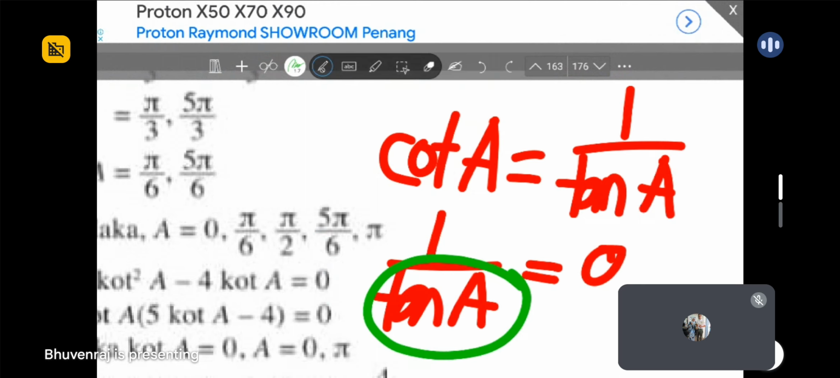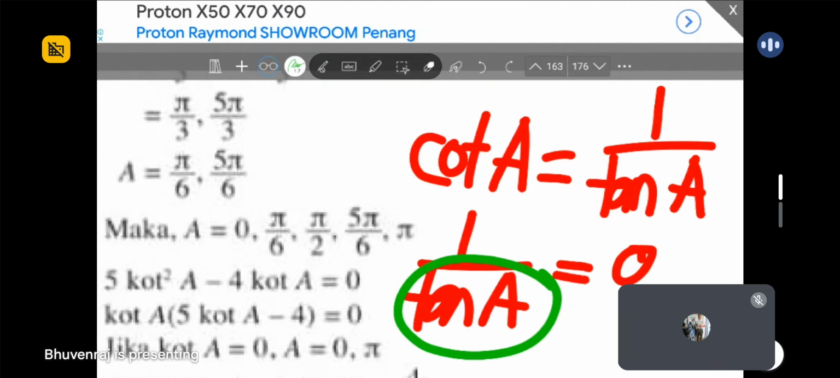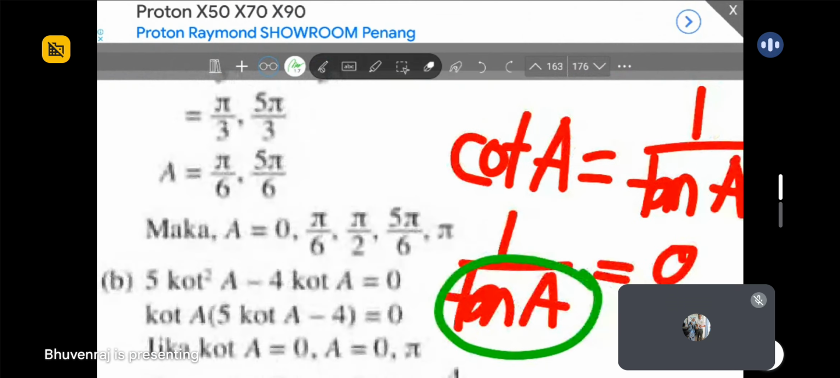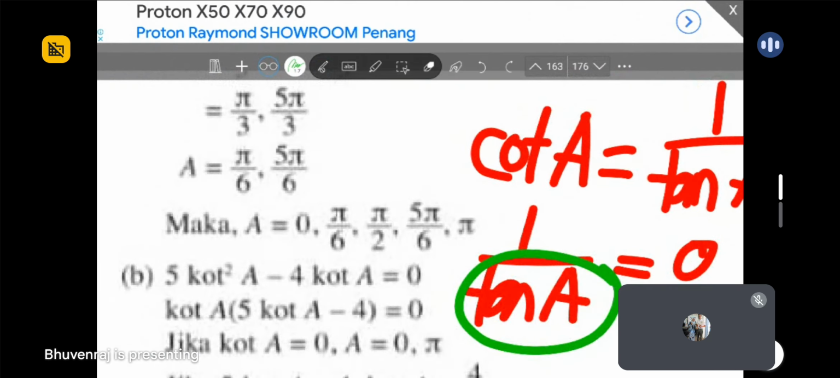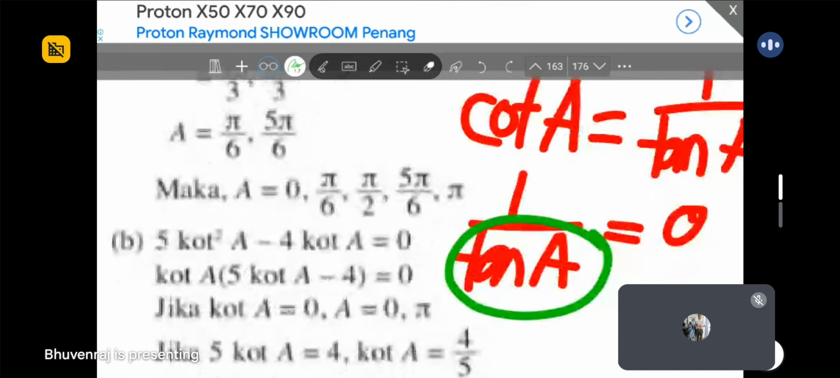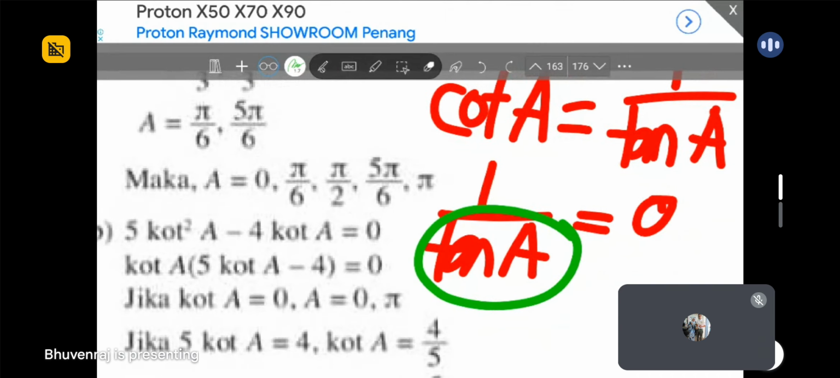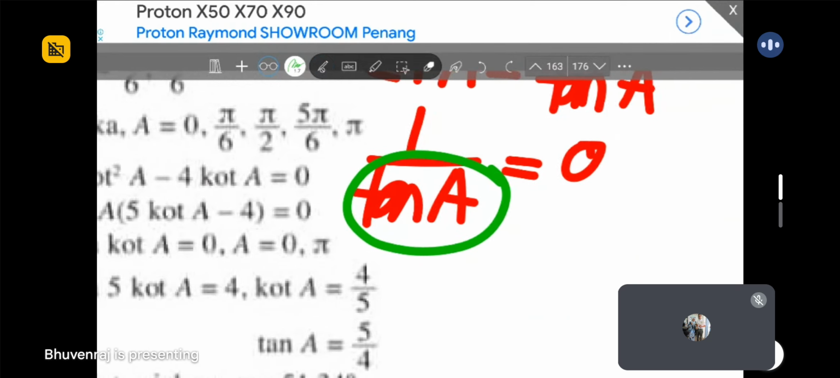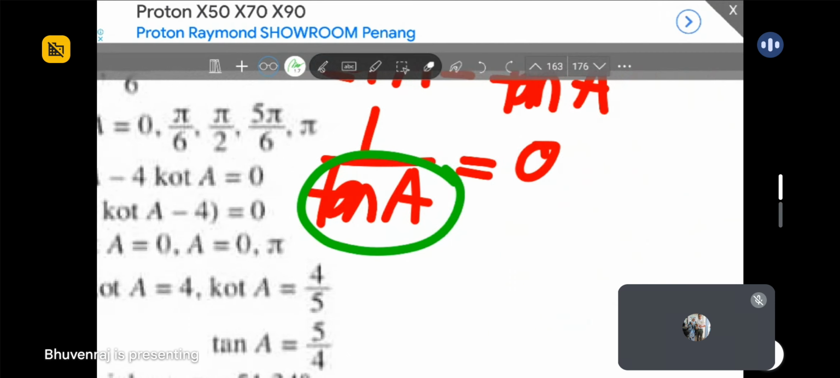If you try tangent 0, your answer is 0. And tangent 180, your answer is also 0. So basically, find the value that gives you 0. And then the second equation, cotangent A equal to 4 over 5. From here, you let it equal 0. So now you will have tangent A equal to 5 over 4.